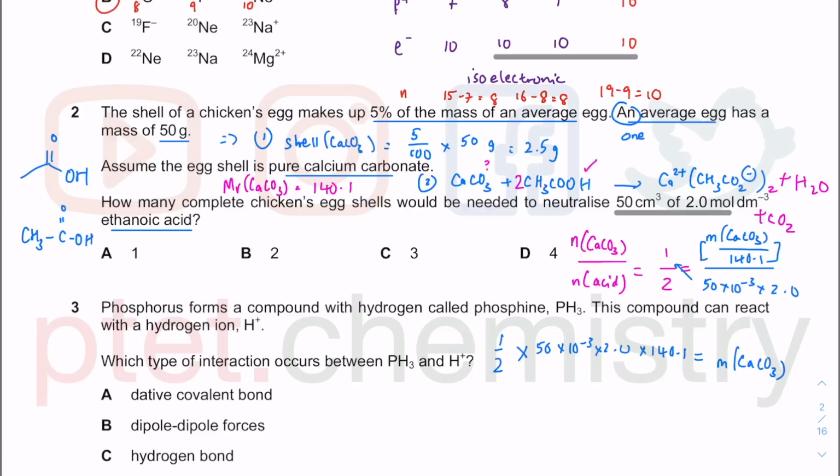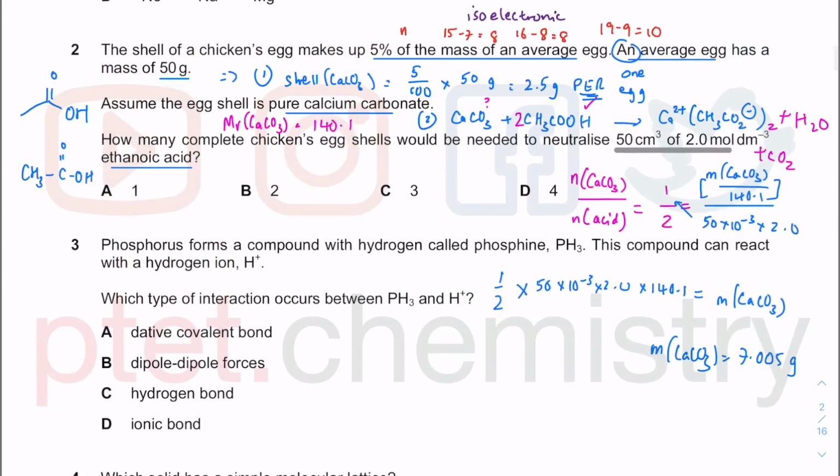Press it onto the calculator. And what do I get? I get 7.005 gram. This is the total mass of calcium carbonate required, and this is the mass of calcium carbonate from the shell in one egg. This is per egg. So how many eggs do you need in order to get 7 gram? Therefore, 7.005 gram divided by 2.5.